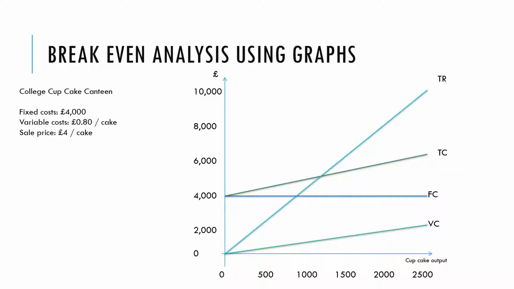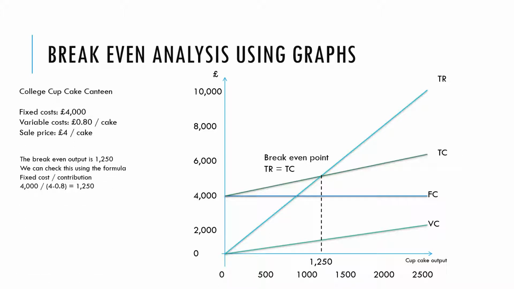So that's the break-even point, and from that point we can work out the break-even output, the number of cupcakes that would need to be sold to reach this point. So a little dotted line down from our break-even point would tell us that 1,250 cupcakes need to be sold to reach break-even. And we could check that. We could check it by using our old formula, fixed cost divided by contribution per unit. And if we do that formula, fixed cost 4,000 divided by contribution per unit, same price minus variable cost per unit, gives us the same answer, exactly what we would expect.